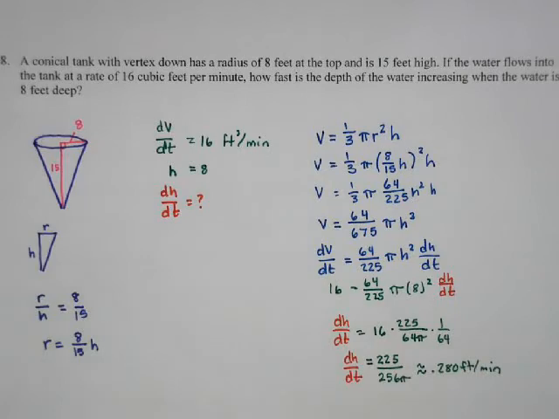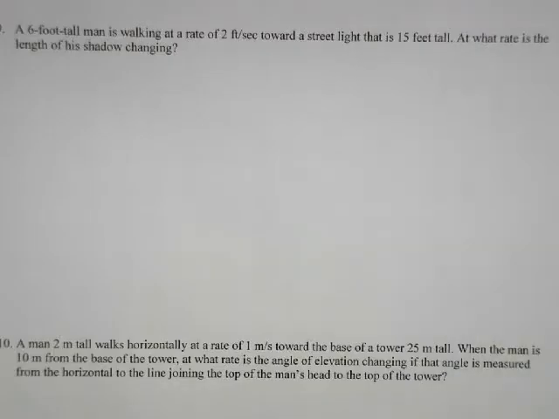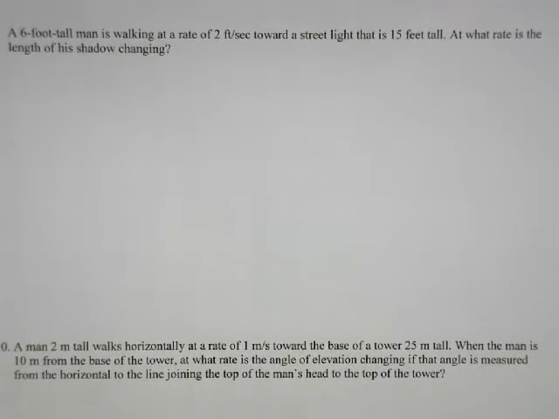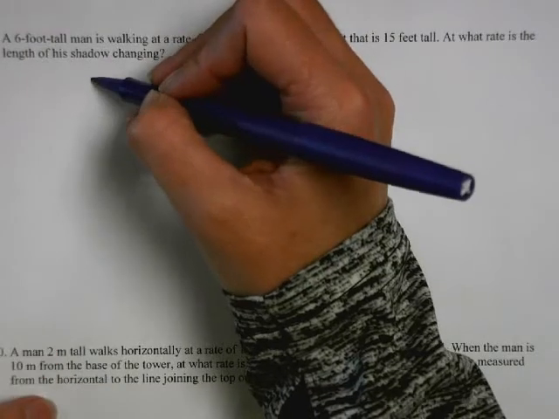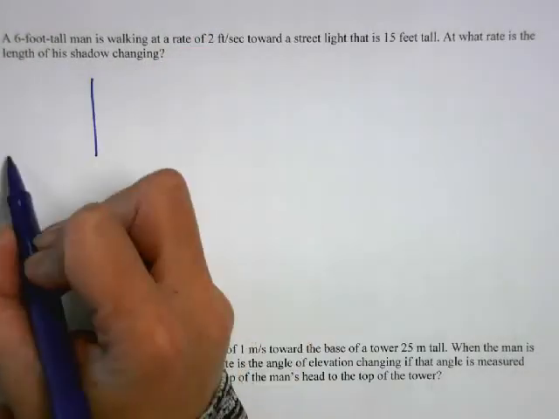A 6-foot-tall man is walking at a rate of 2 feet per second towards a streetlight that is 15 feet tall. At what rate is the length of his shadow increasing? Or changing? It will be increasing. So our picture, we're going to have a 15-foot tall tower, or light post.